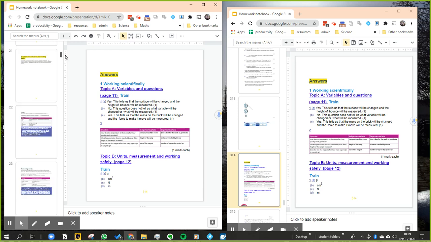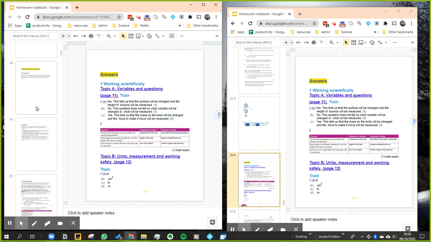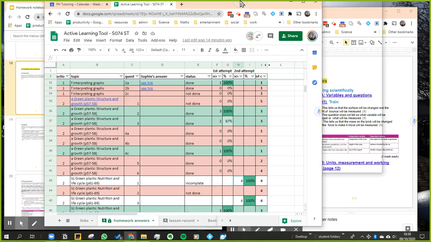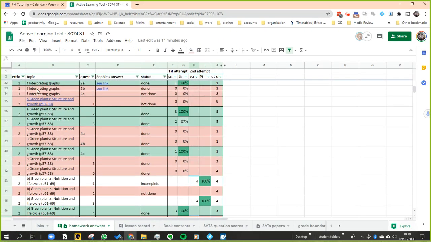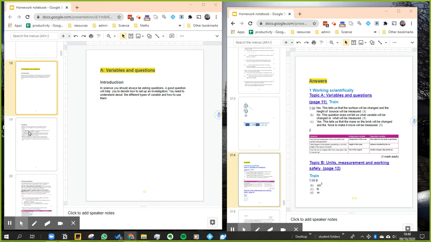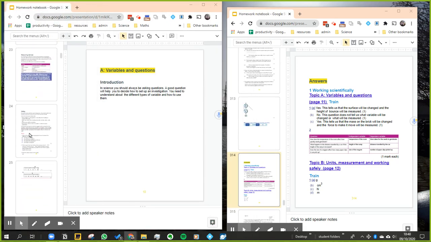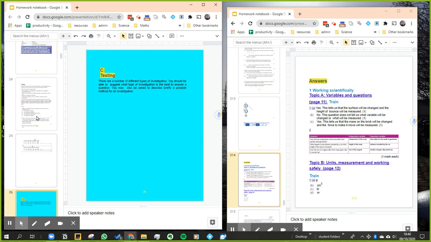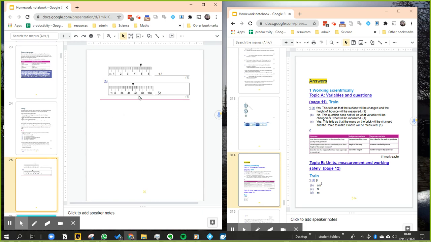So what are we looking at? This is section A. So we look at this thing over here, our active learning tool, and we think, what do we need to check? So looking at all the red, we've got 1B. You got 50% to start off with. So let's see if we can find 1B in your book. So 1B, looking for B. I've gone past it. That's C, so it's back again. And here we go, 1B.